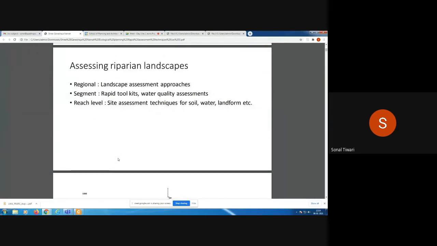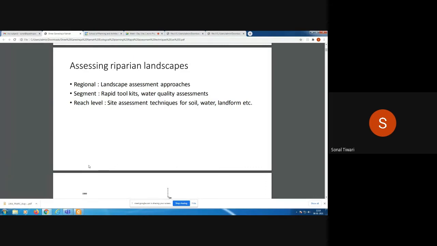So, as we have seen from numerous presentations, the riparian zone can be read from various scales: the regional, the segment, and the reach level. So, the toolkits for assessing the three scales vary. For the regional scales, there are suitability methods and other different approaches which are very useful.